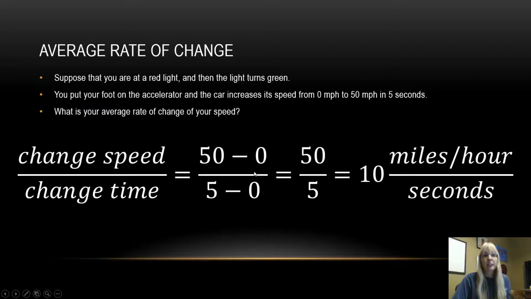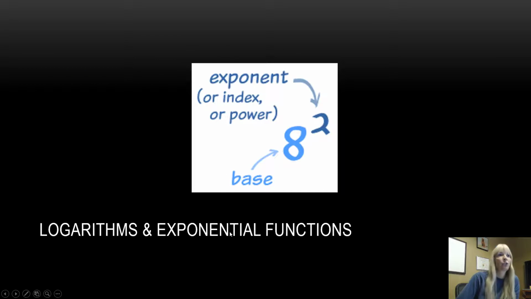You started at 0, so your change in speed got up to 50. Start time is always 0. I don't know why students want to say 1, but start time right now is 0, and from 0 to 5 seconds. So I can plug in those values and I get 10, and then I could see my change in speed, miles per hour, and then my change in time. I could even manipulate this to the same units, but this gives me good enough information that I can see my average rate of change.